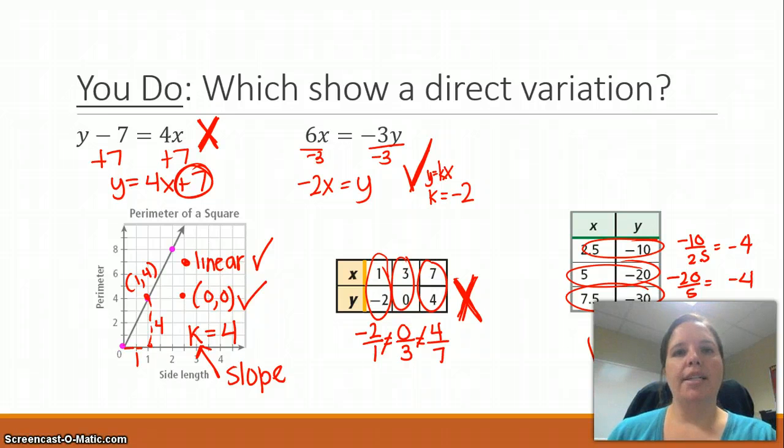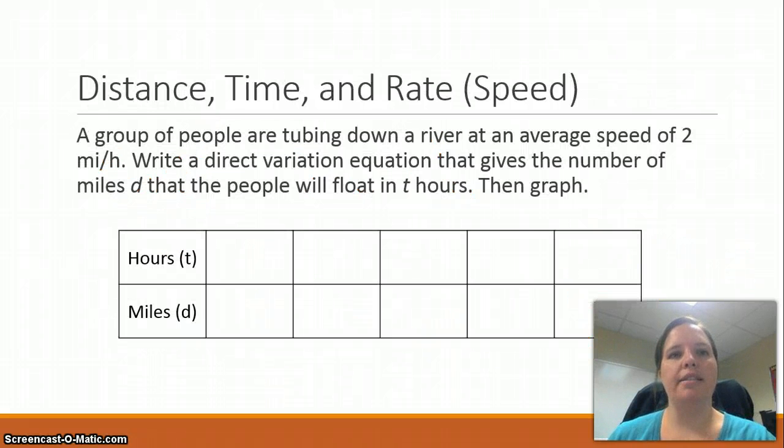So we want to be able to recognize direct variation, but we also want to be able to work with more real life situations, connecting this a little bit to our roller coasters and science. Distance, time, and rate, or the other word we use for that, speed, is definitely related to direct variation. And if we think about this situation, a group of people tubing down a river at an average speed of 2 miles per hour.